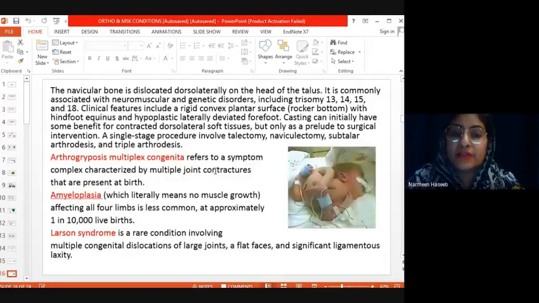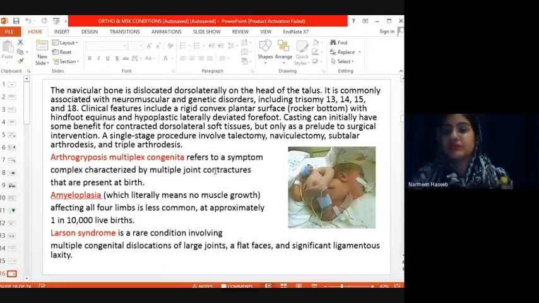Then we have the navicular bone, which gets dislocated dorsolaterally on the head of the talus. It is commonly associated with neuromuscular and genetic disorders, including trisomy 13, 14, 15, and 18. So whenever there is dislocation of the navicular bone on the talus, we can assume that it is related to some neuromuscular genetic disorder. The clinical features of this dislocation include a rigid convex plantar surface, known as rocker bottom surface, with hind foot equinus and a hypoplastic, laterally deviated forefoot.